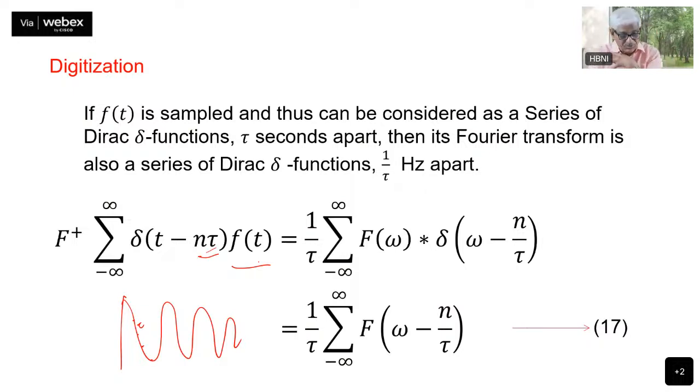And when you do the Fourier transform of such a digitized FID, you get a frequency domain spectrum which is also digitized. Here again, it is a multiplication of F(ω) with the series of delta functions in the frequency domain.